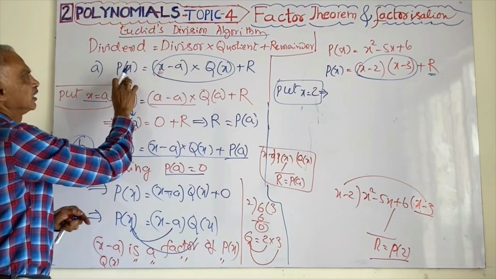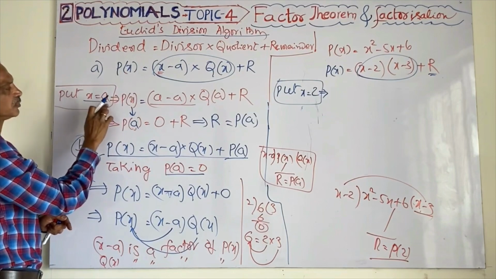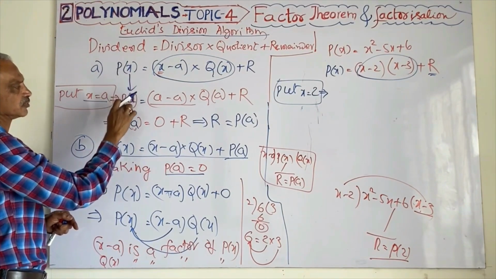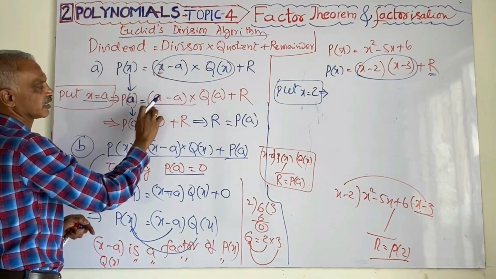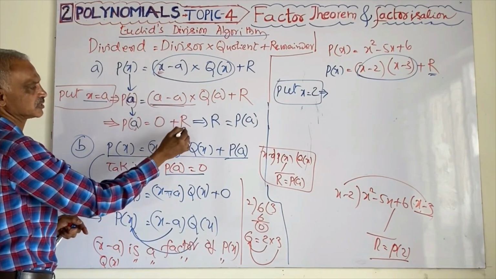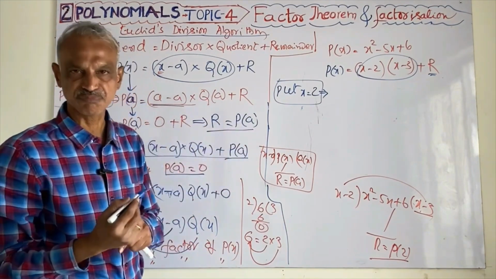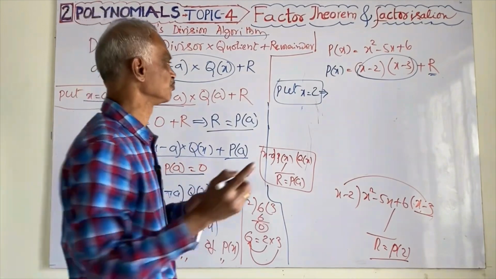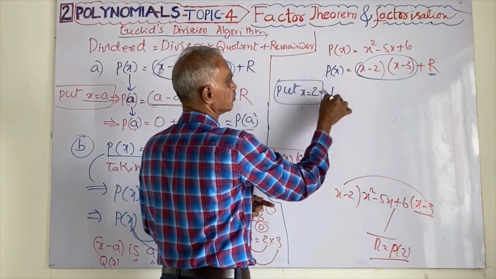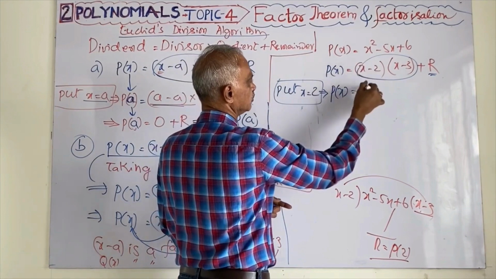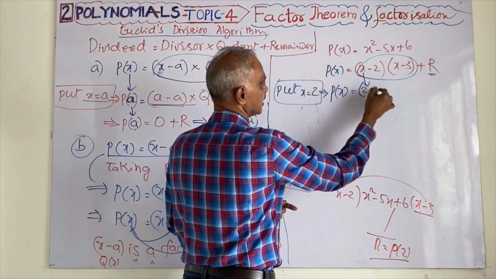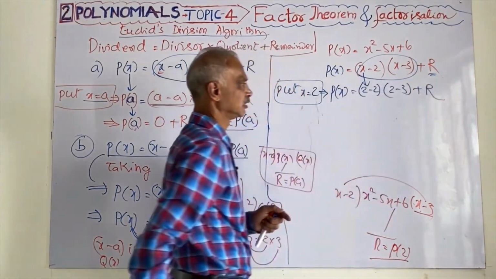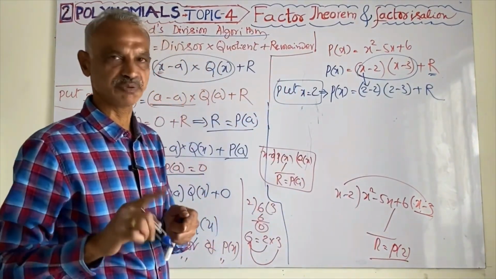Here I put x is equal to a. It is a. Put x is equal to a. a minus a, it became 0. 0 plus r. You got remainder is in the form of P of a. Similarly, we will get remainder in the form of P of 2. See, put x is equal to 2. P of 2 is equal to, x is equal to 2, 2 minus 2 into 2 minus 3 plus remainder. Remainder we have to show it is in the form of P of 2.